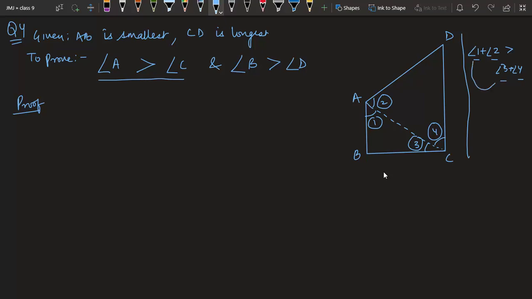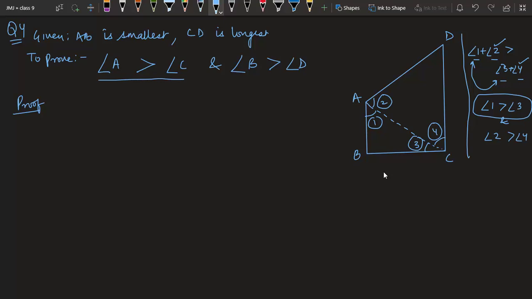What if I prove 1 is more than 3? If I can prove 1 more than 3, and if I can prove this 2 is more than 4, I think we can just add them as we have done in the last question. And if you add them, you can prove the required relation. That is very simple. Now the question comes, how will we prove angle 1 more than angle 3?